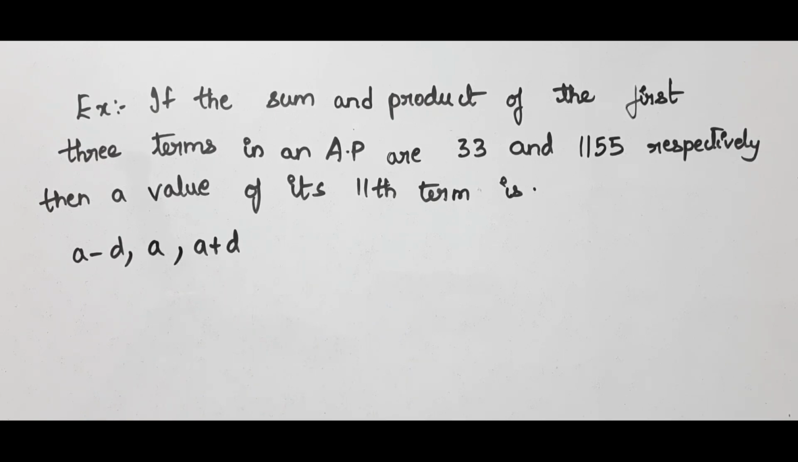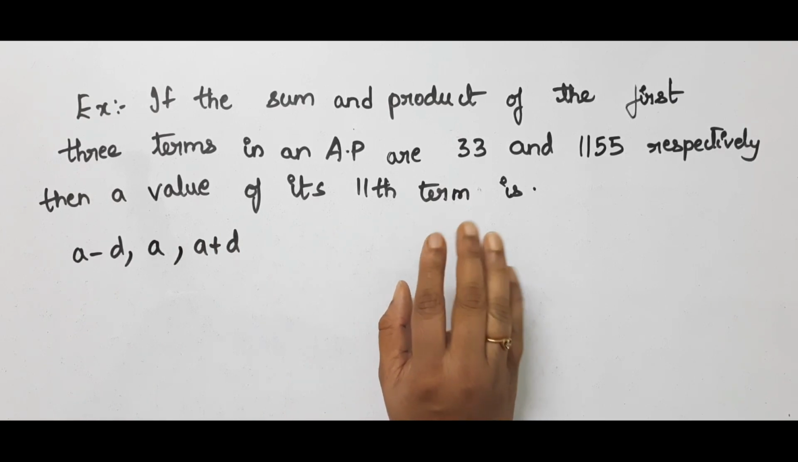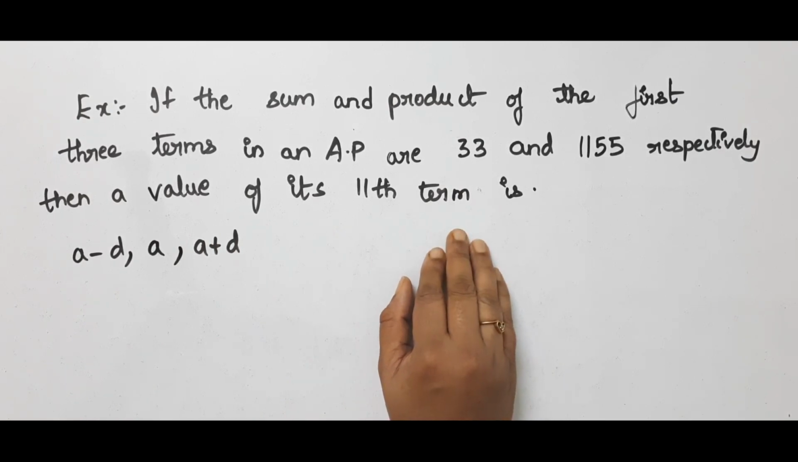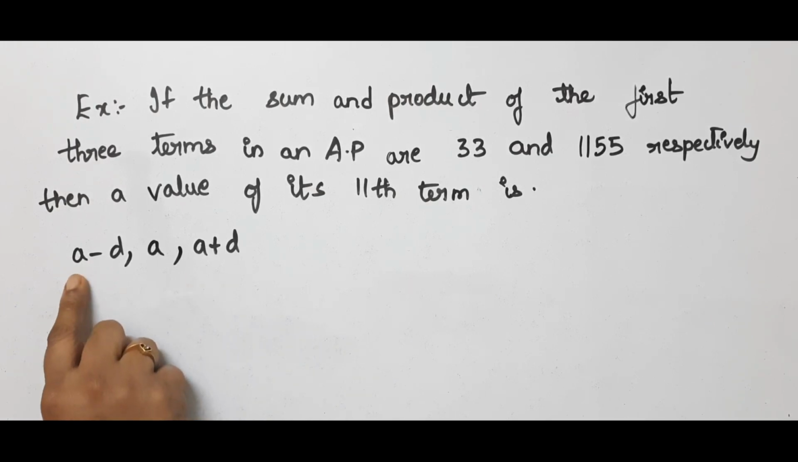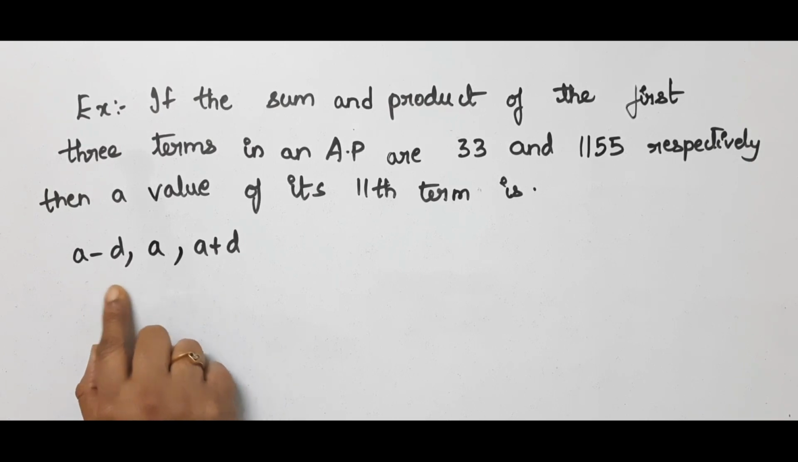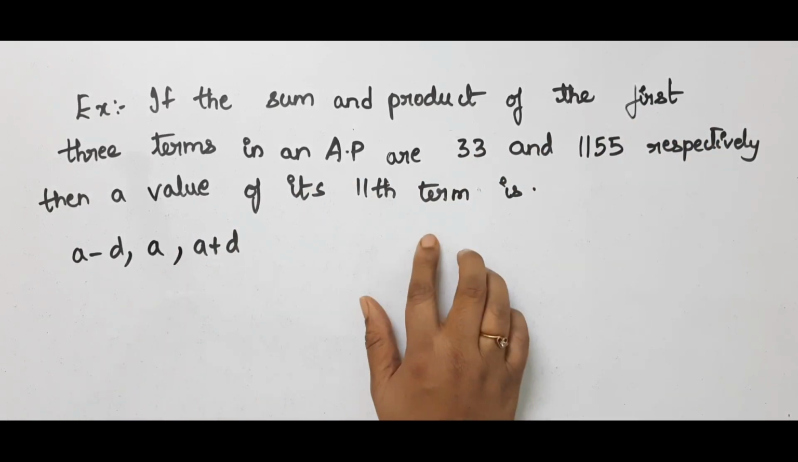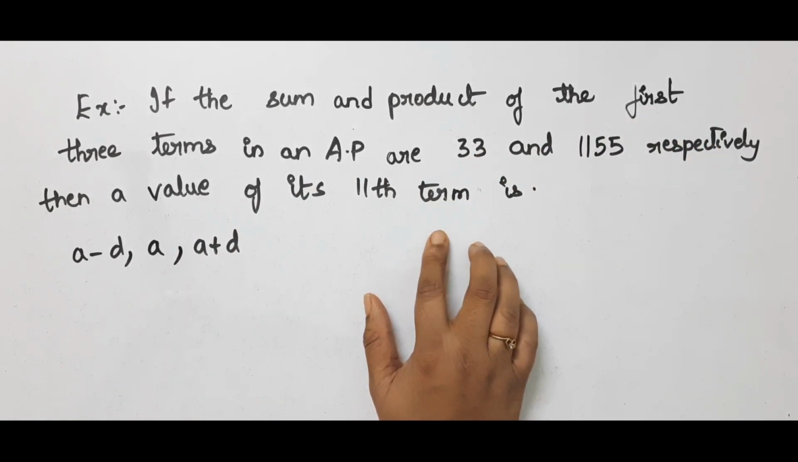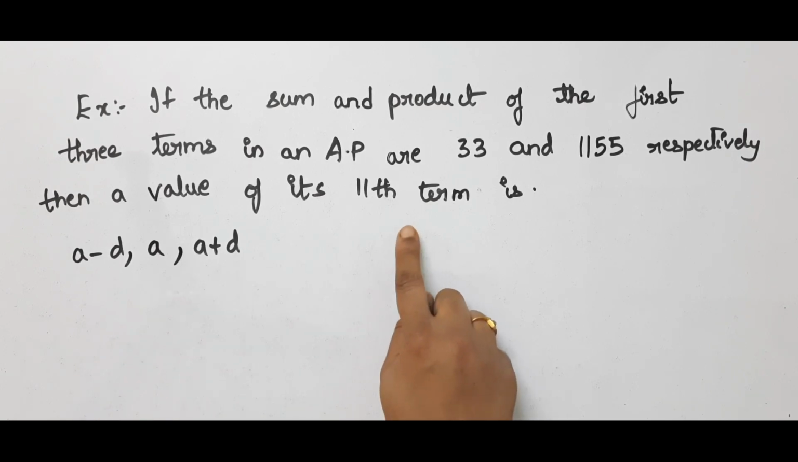And what did they ask to find? The value of its 11th term. To get the 11th term, first we have to find these numbers, is it not? A is the first term and d is the common difference. So when you find these terms, you will get the first 3 terms. They have given the first 3 terms. When you get them, you can easily find the 11th term, because we will have the common difference in our hand and the first number. So we can easily apply the formula and get the 11th term, is it not?